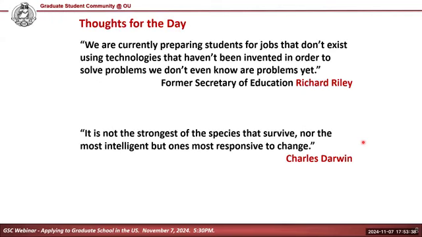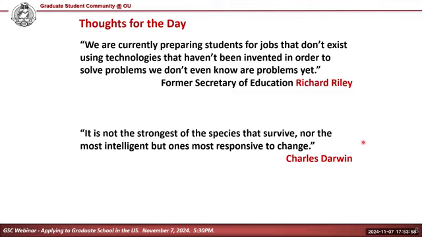There are 2 thoughts that motivate me. One is that we are currently preparing students for jobs that don't exist, using technologies that haven't been invented in order to solve problems we don't even know are problems yet. This is a phenomenal observation.